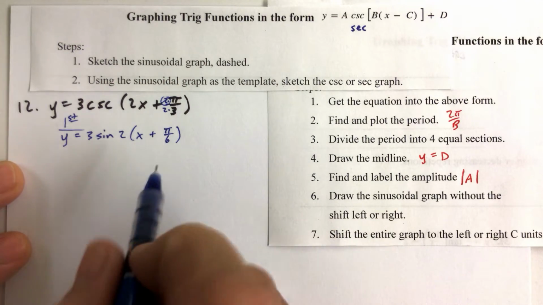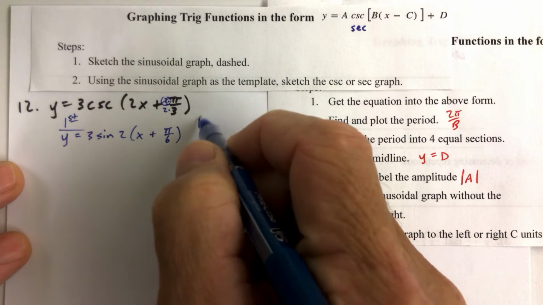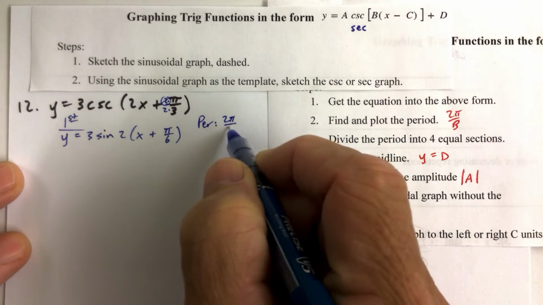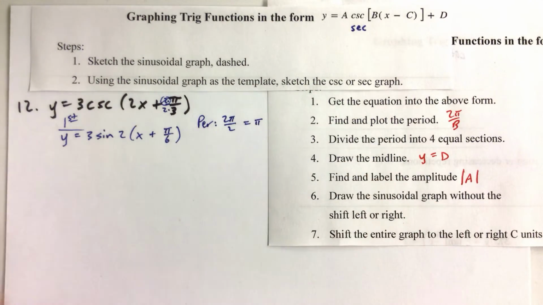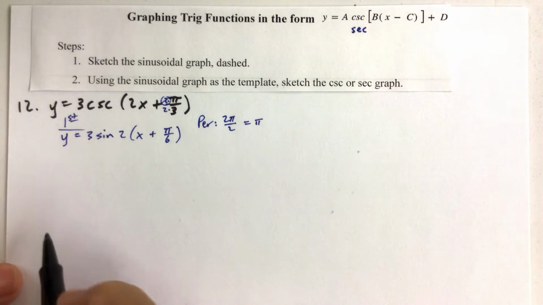So getting to this point here, then we find and plot the period. So the period would be 2 pi over b. b is 2, so the period is pi. So we want to find and plot that. And I'm going to get rid of that so I have a little bit more space. So we're going to find and plot that.